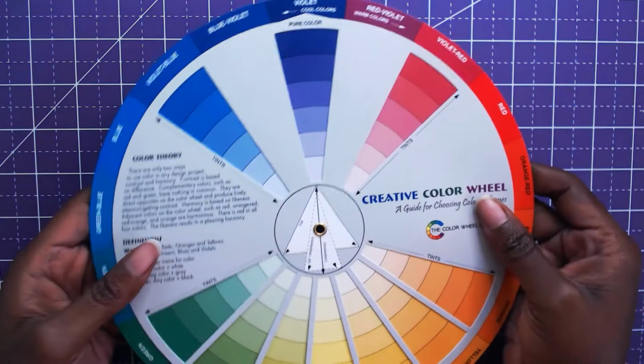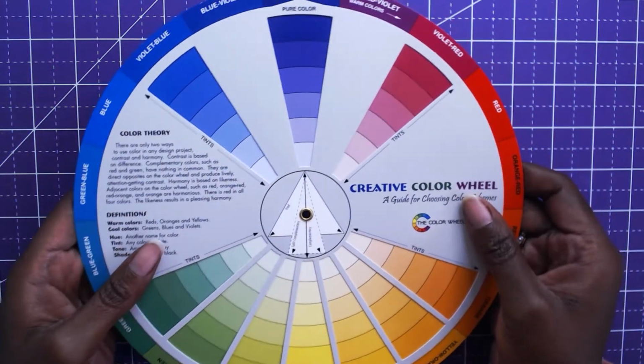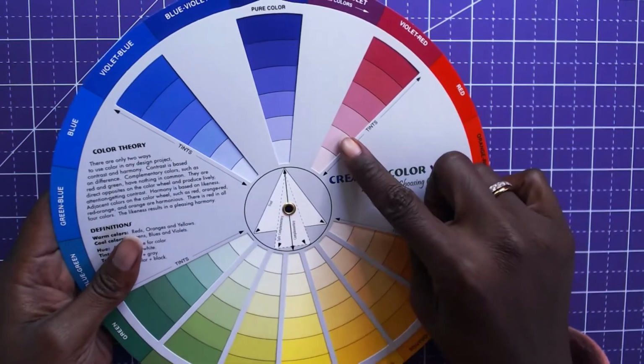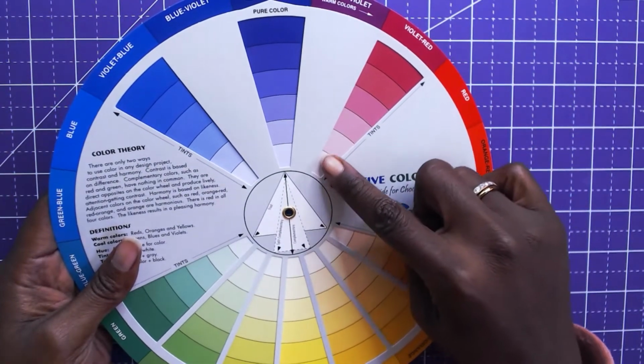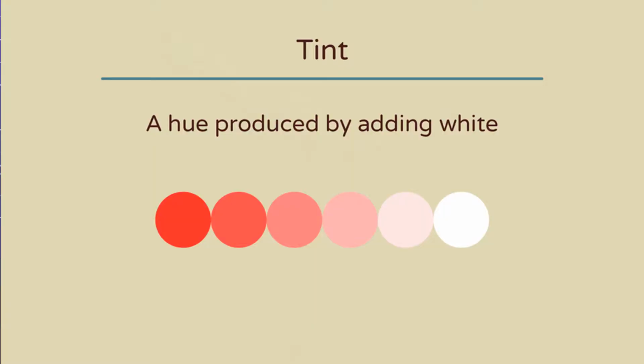A way to change the color of a hue is a tint. A tint on my color wheel is represented in the middle of the wheel along here. And a tint is a color or a hue lightened and made less intense by adding white to it.